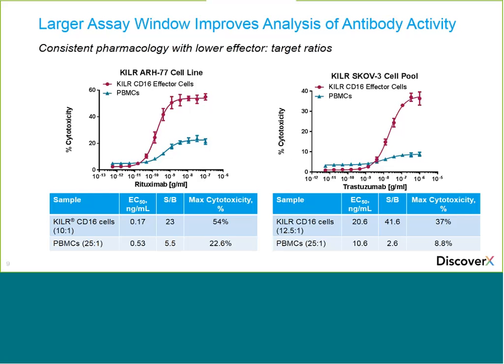What you can see on the right is a more difficult to kill cell model, which is our SKOV3 cell model. Here what we've observed is that with PBMCs at a ratio of 25:1, we get a very shallow hill slope, but we see a much better response in killing with the KILR CD16 cells using a 12.5:1 ratio. And again, the EC50s are within twofold, but the signal to background and max cytotoxicity are significantly better when you use the KILR CD16 effector cells. So the important point here is you already have an advantage in using a smaller effector to target ratio, and you can adjust that ratio even further as you optimize your assay with these new effectors.